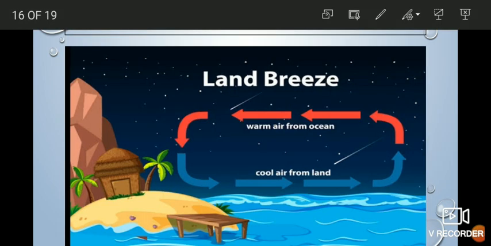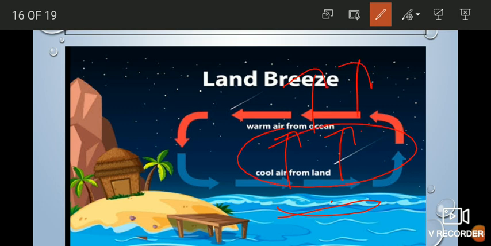Now let us understand what a land breeze is. Land breeze occurs during the night time. During the night, the land cools down very fast, whereas the sea is still warm, and it also heats up the air above the sea, which again begins to rise up, leaving an empty space. Cold air from the land rushes to fill the space, and we get the land breeze.